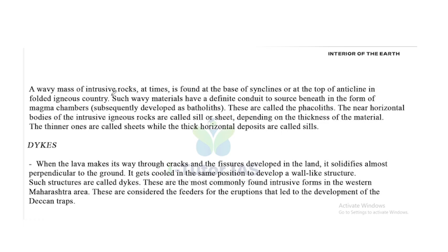A wavy mass of intrusive rocks at times is found at the base of a syncline or at the top of an anticline in folded igneous country. Such wavy materials have a definite contact to the source beneath in the form of magma chambers. These are called phacoliths. The near horizontal bodies of intrusive igneous rocks are called sills or sheets. Depending on the thickness of the material, the thinner ones are called sheets while the thick horizontal deposits are called sills.